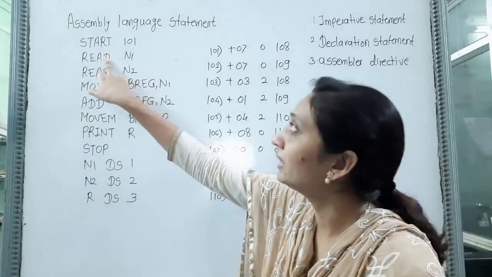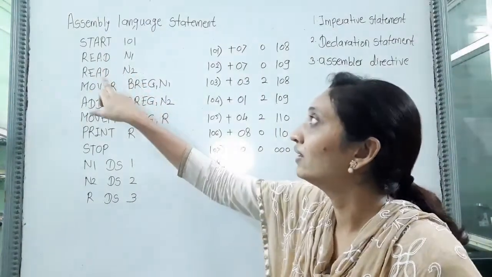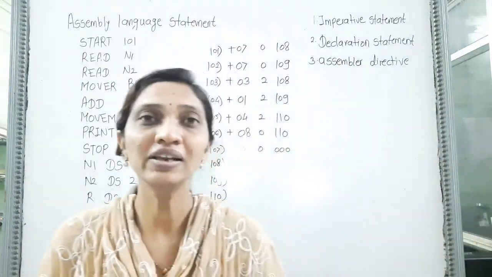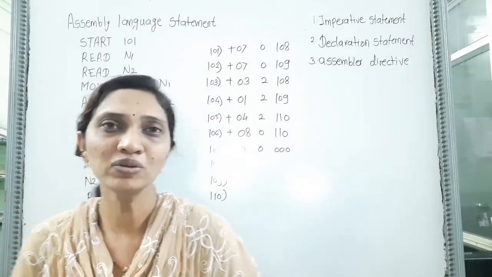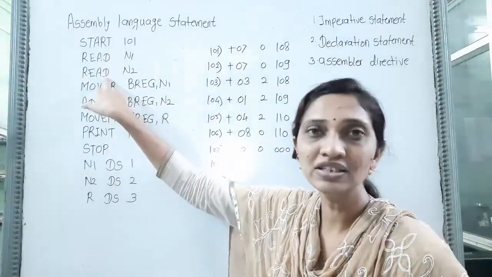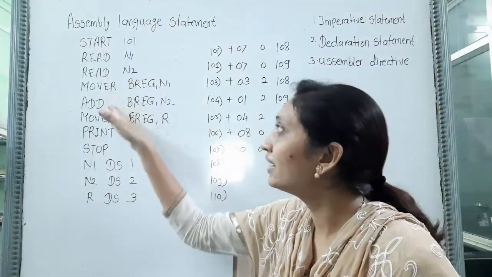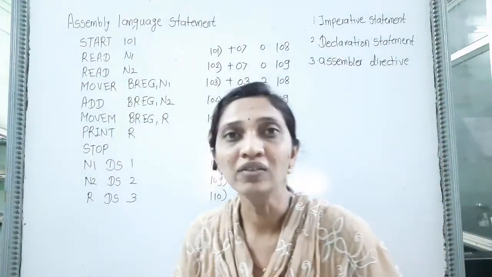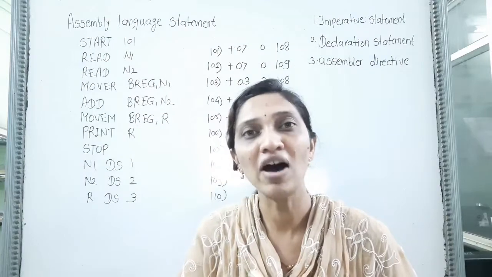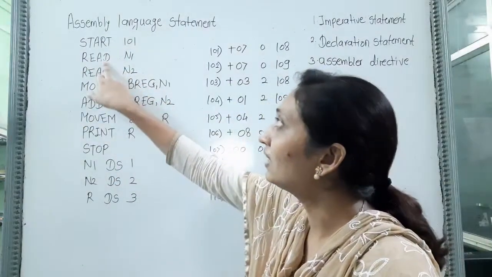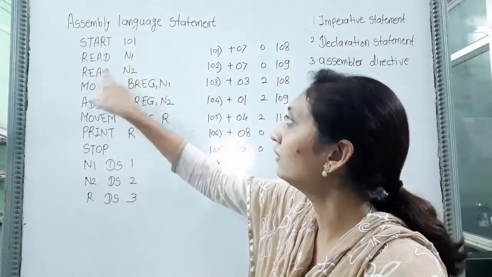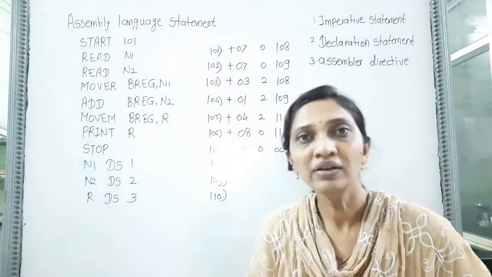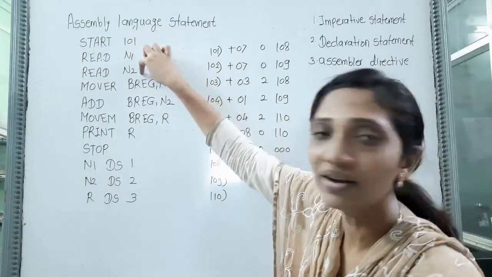Now after that, READ N1 and READ N2. If we have to perform addition of 2 numbers, then first we need to read 2 numbers from the user. For that purpose we write the READ instruction. We learned in the last lecture that READ, ADD, MOVER are mnemonics. READ is a mnemonic used to read or scan a value from the user. Here we read the value of N1, and again we read the value of N2, which means the values given by the user are stored in the variables N1 and N2.